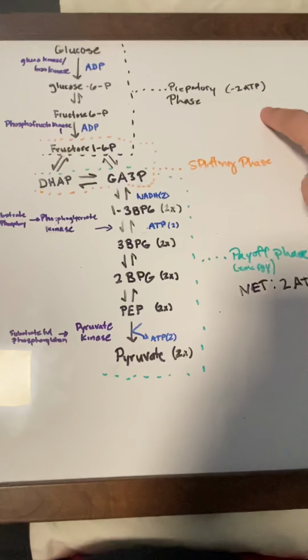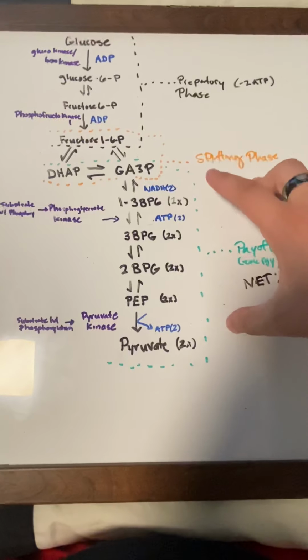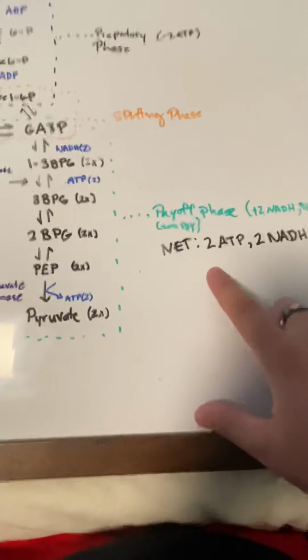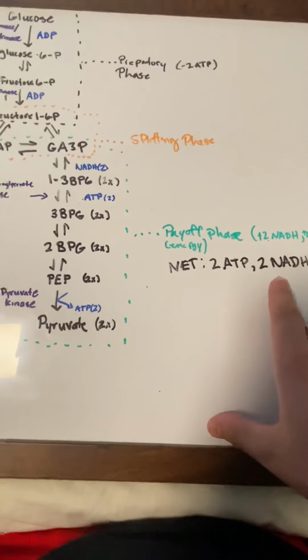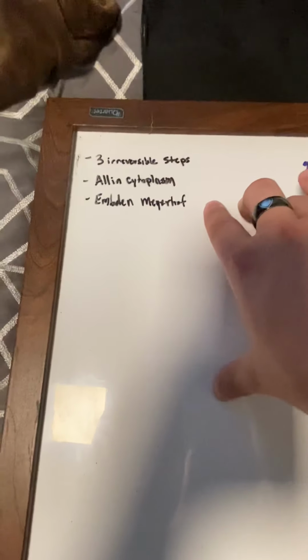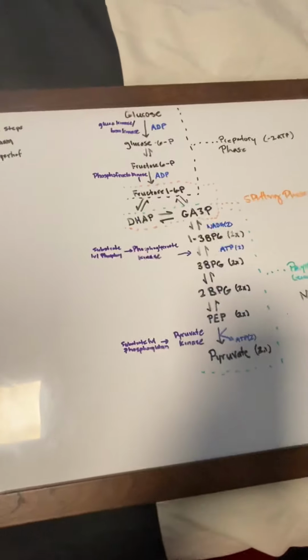So this costs 2 ATP, but we gained 2 here, 2 here, and then 2 NADHs. So when you net total that, you get net of 2 ATP and 2 NADHs. And just the last things over here, this is all in the cytoplasm, and it is also referred to as the Embden-Meyerhof. So that's glycolysis in a nutshell.